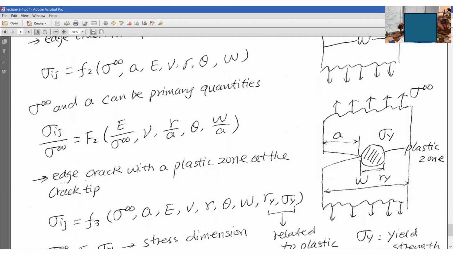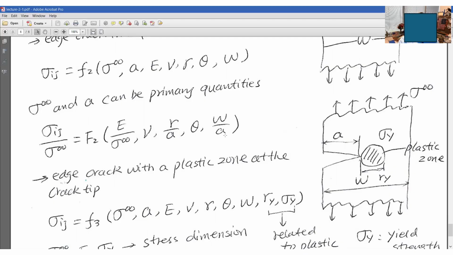And in the third example, plasticity is involved. And we have the W, the crack with finite width. This guy has finite width. Okay, so we have sigma infinity, we have a crack length, and in front of the crack tip we have a small plastic zone. For the small plastic zone, we know this guy's radius is Ry. Right? Ry is the radius of this plastic circle.